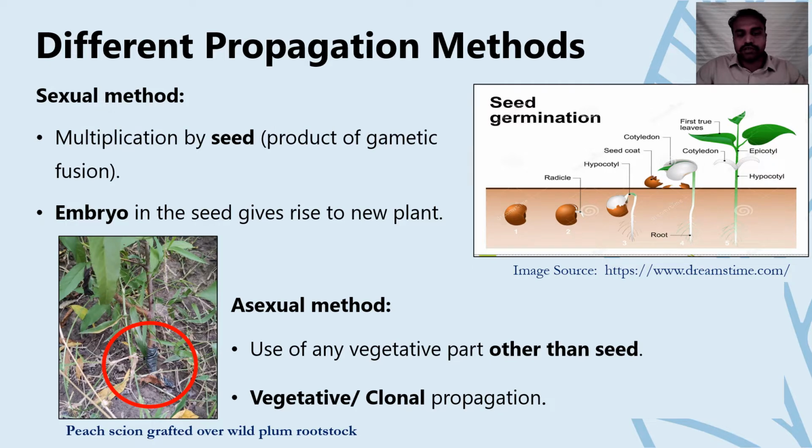In the picture, you can see the peach scion, and in the red circle, you see the graft union, which is tied with a grafting tape. And the peach scion was grafted on the wild plum rootstock. This grafting is also one of the methods of asexual propagation.